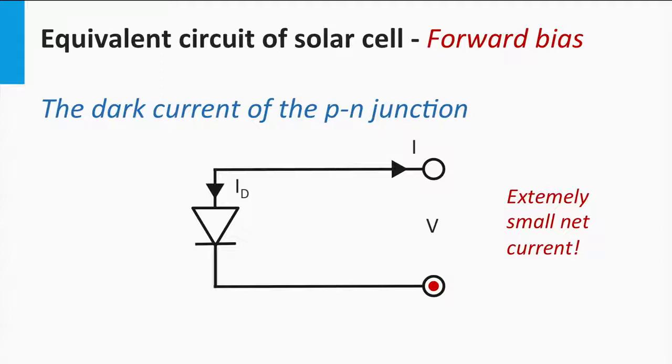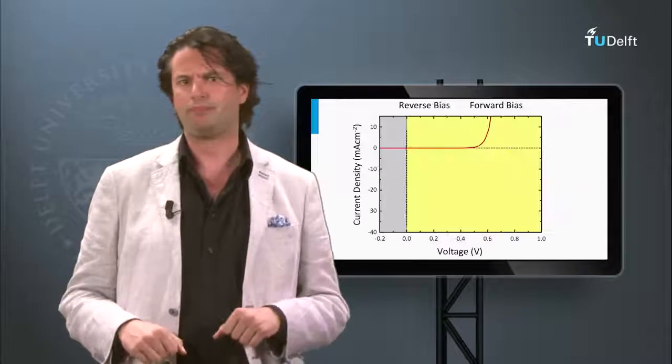Now we consider a p-n junction in the dark under forward bias. The p-n junction generates a significant current in the forward direction of the diode. As current direction is defined in the direction of the flow of positive charge, it means that under forward bias the electrons flow in the block direction of the diode. Note that the current on the forward bias is opposite and much higher than on the reverse bias.